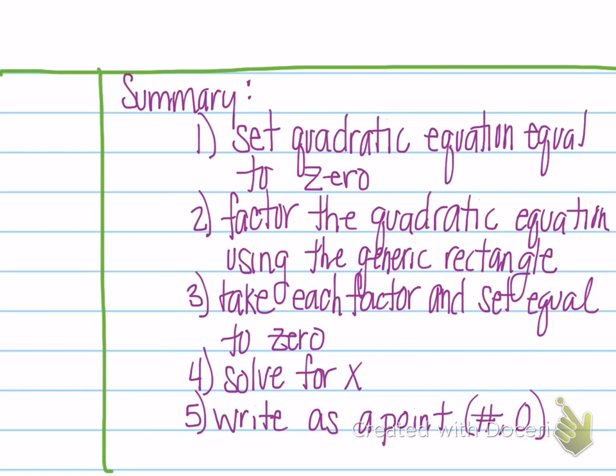So here is a summary of our notes in using the zero product property to solve a quadratic equation. The first thing you want to do is set the quadratic equation equal to 0. Factor the quadratic equation using the generic rectangle. Take each factor and set it equal to 0. Solve for x, and then remember to write it as a point because that's what x-intercepts are.